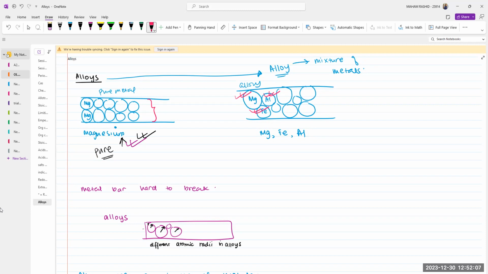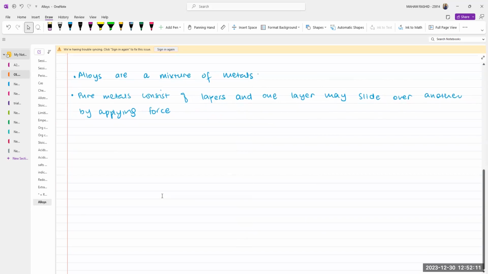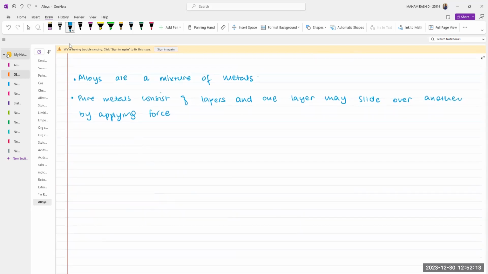Now there are types of alloys that we will be discussing, but first let's complete the notes and then we'll do that. By applying force, that is why metals are malleable and ductile.